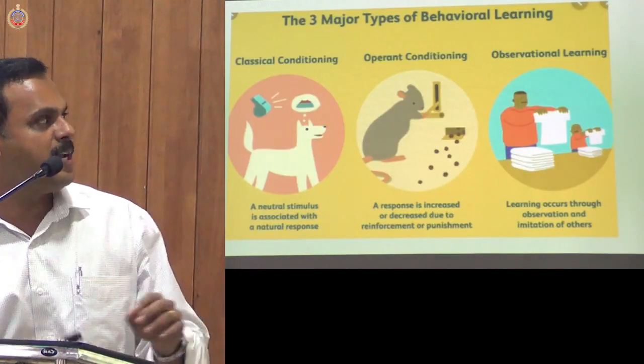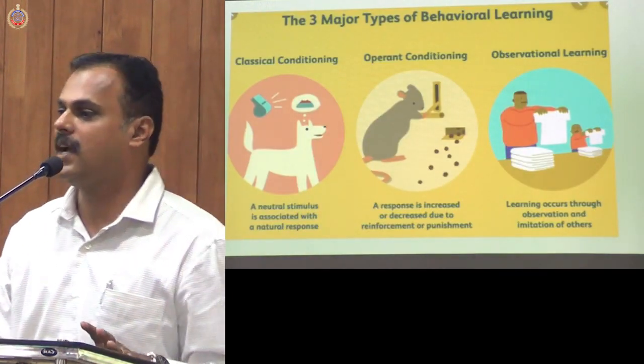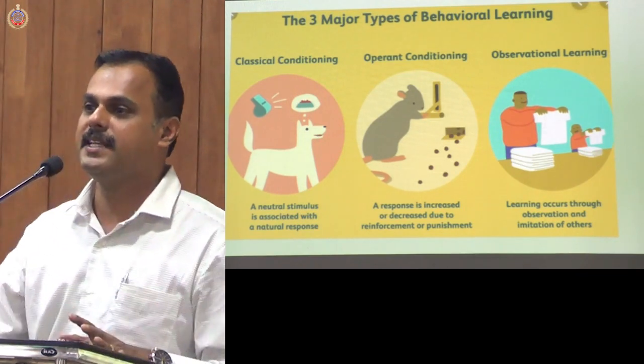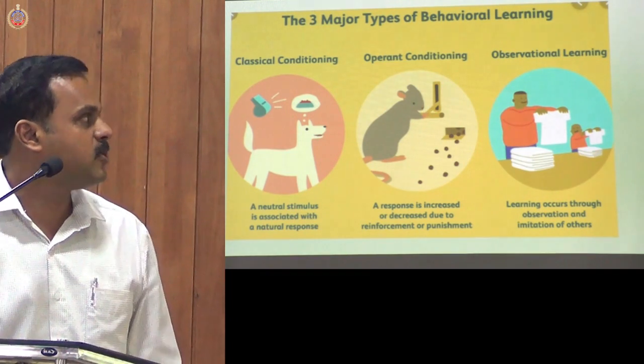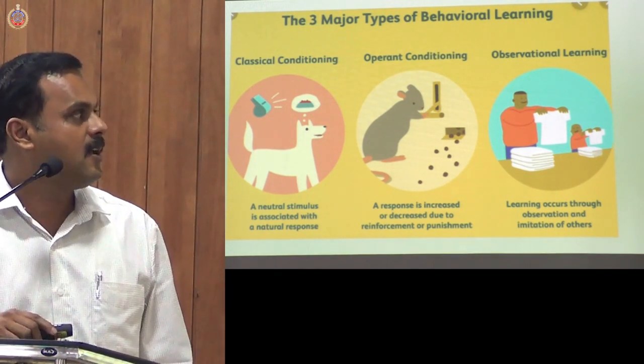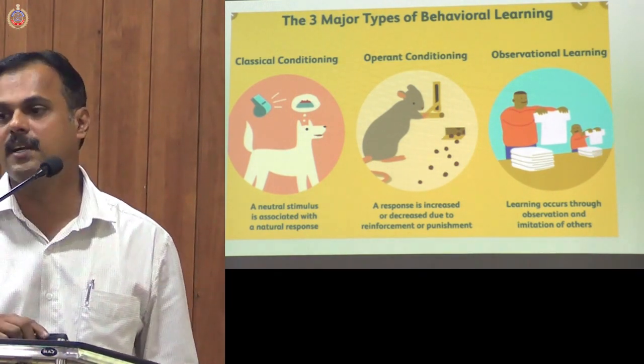Now, three major types of behavioral learning happen. These are the final theories that have come into position. That is, first, a neutral stimulus associated with a natural response. We will cover classic conditioning, operant conditioning and observational learning.